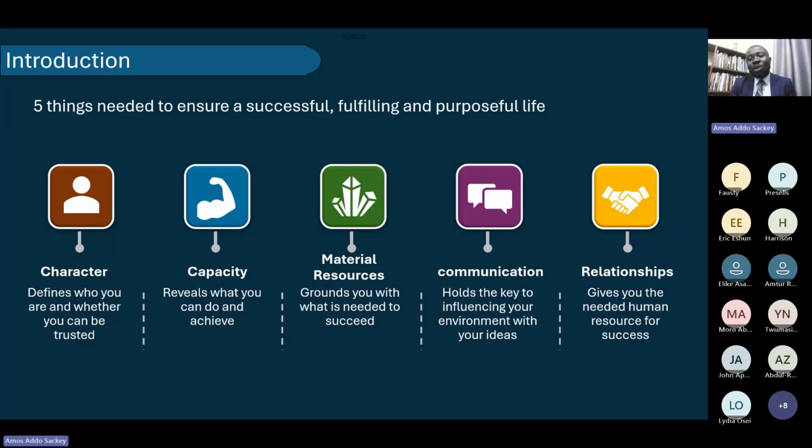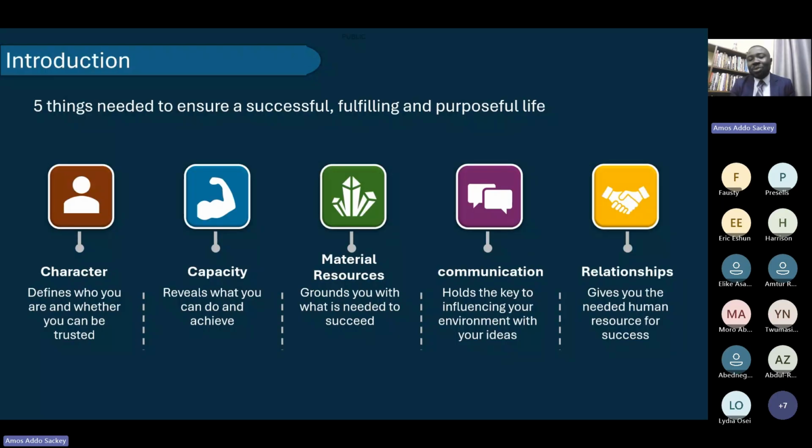And then we also need communication. If your communication is poor, your impact will be very low. To be able to influence your environment, you need to be able to communicate. And that is very key. So those of us who are shy, those of us who are introverts, like myself, you still have to find a way to communicate your ideas. Otherwise, you will not make much impact in life.